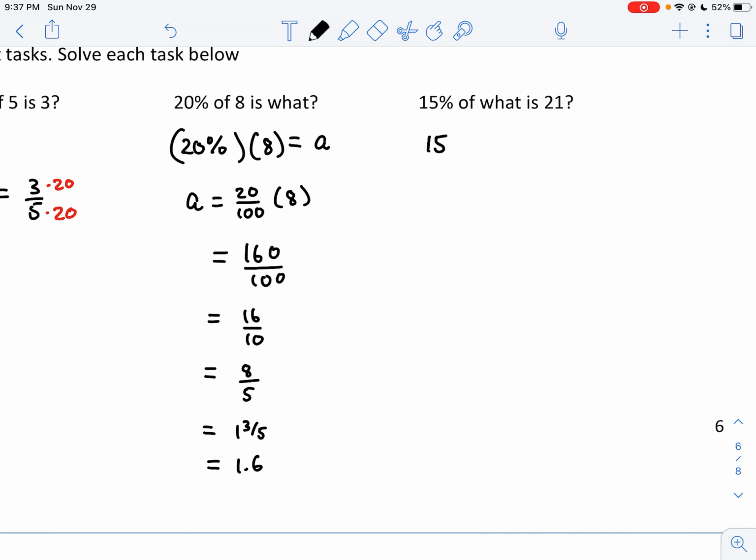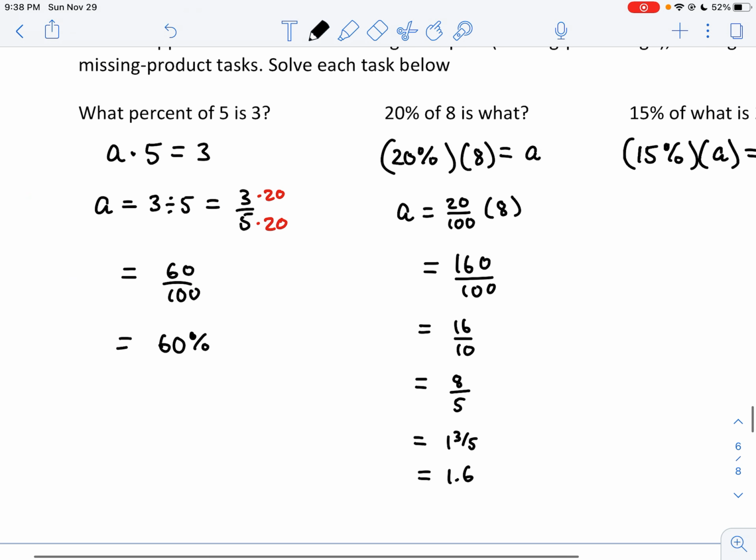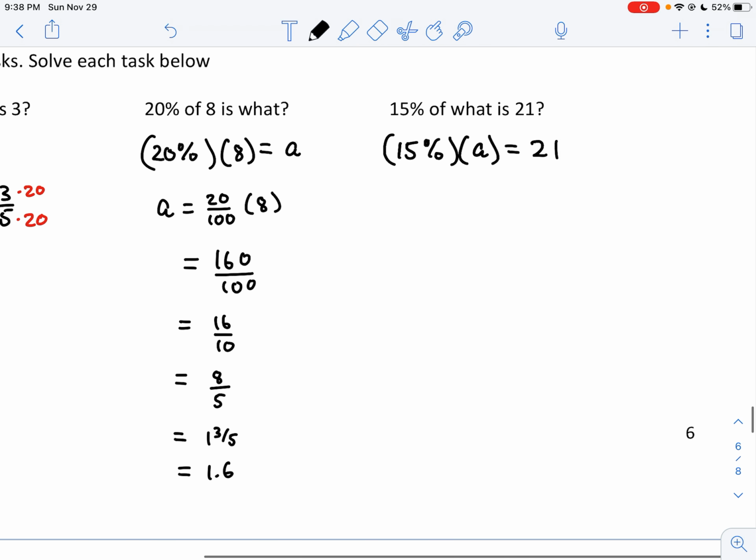And then finally, 15% of what is 21? So we know the percentage. 15% of what, we don't know, we'll put the A there, is 21. We're trying to figure out what the initial amount is, if you will, and not the resulting amount. We're trying to figure out the multiplicand. So A can be found by doing a partitive division task. And it's going to be, let me first write this in terms of, no, let me do the division.